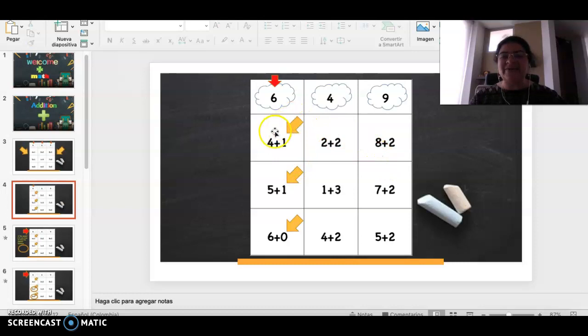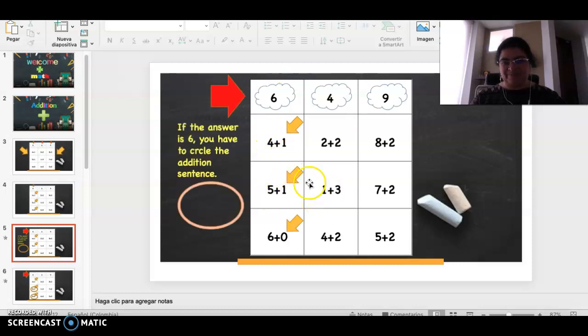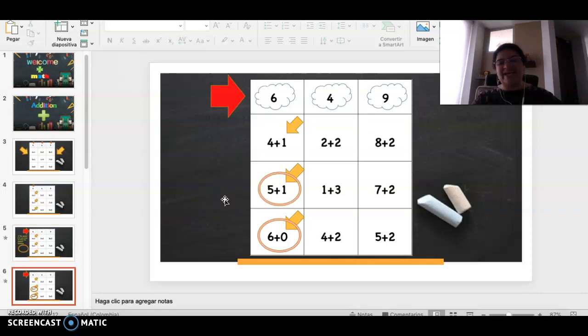Look, as I was telling you, we are going to see if these addition sentences correspond to the result. If you identify the result and the addition sentence corresponds to this result, you are going to circle it. Okay, let's continue with the next one. 5 plus 1 makes 6 and 6 plus 0 makes 6. So you are going to circle this one. 4 plus 1, no. You cannot circle it because that is not the number sentence that corresponds to this result.